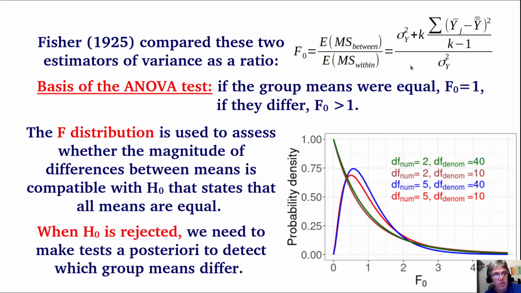When the null hypothesis is rejected, we need to make tests. These tests are called a posteriori tests, to detect which group means differ from the other group means.